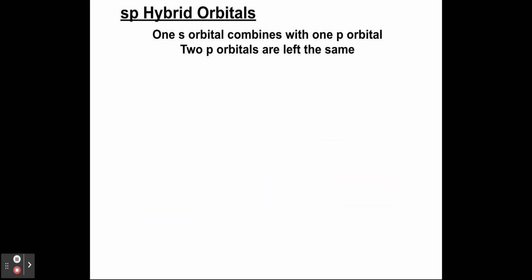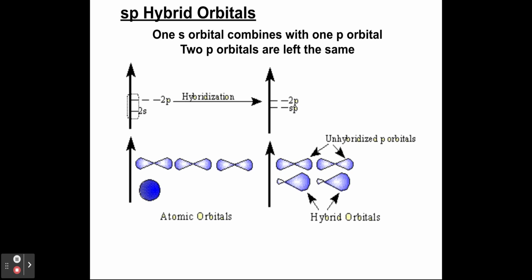Again, one s orbital is going to combine with one p orbital, and you get two hybrid orbitals, and two p orbitals are left, and they are the same. Remember, you have three p orbitals, the px, py, pz, and you're taking one of those p orbitals and combining it with an s orbital. That leaves behind the other two p orbitals, and they're left the way they are. So this is what it looks like here. You've got the s orbital here, and then at a little bit higher energy, you have the 3p orbitals.